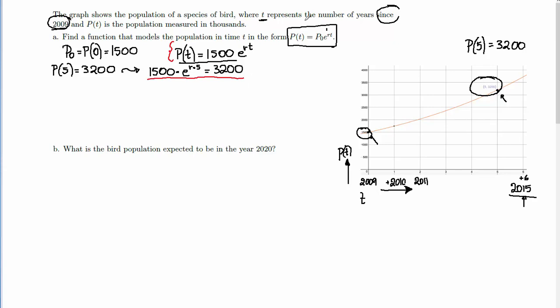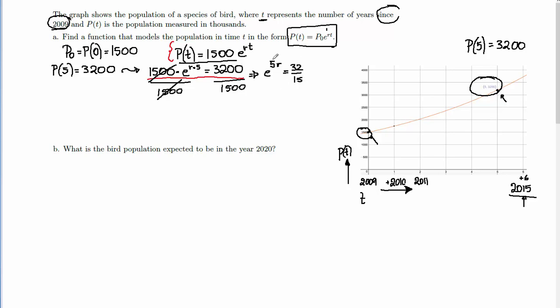Okay, how do we do that? Well, this is nothing else than solving exponential equations. How do we do that? First of all, we divide both sides by 1500 in order to get rid of the 1500 and leave the power by itself. This will cancel with that. And if we simplify 3200 over 1500, we have 32 over 15. So this gives us e to the 5r equals 32 over 15.